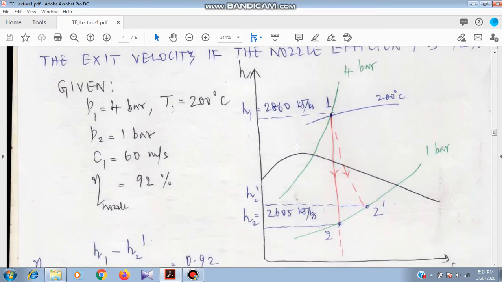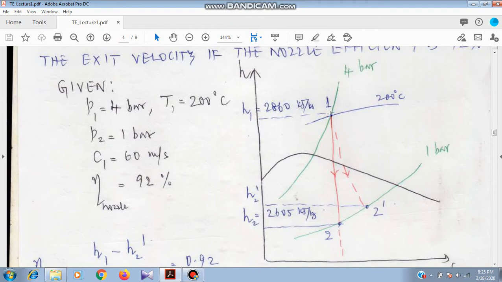So you take your Mollier chart, and by taking 4 bar and 200 degrees Celsius, you will get the point 1. This 200 degrees Celsius temperature curve and 4 bar pressure curve. The intersection is point 1, and that point is in the superheated region. So condition 1 is a superheated condition. And you take the enthalpy value from the y-axis, it is 2860 kilojoule per kilogram.